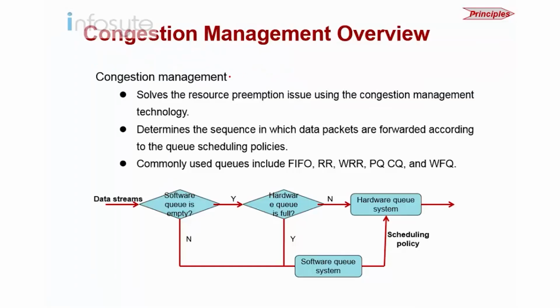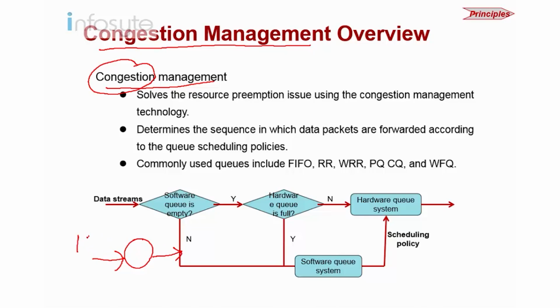Now after we look into shaping and policing, let's look into congestion management. What is the meaning of congestion management? Basically, when you have congestion, the packets reach my ingress interface and want to go out through the egress interface. That is where congestion occurs. Let's say now you have 1 gigabit per second.